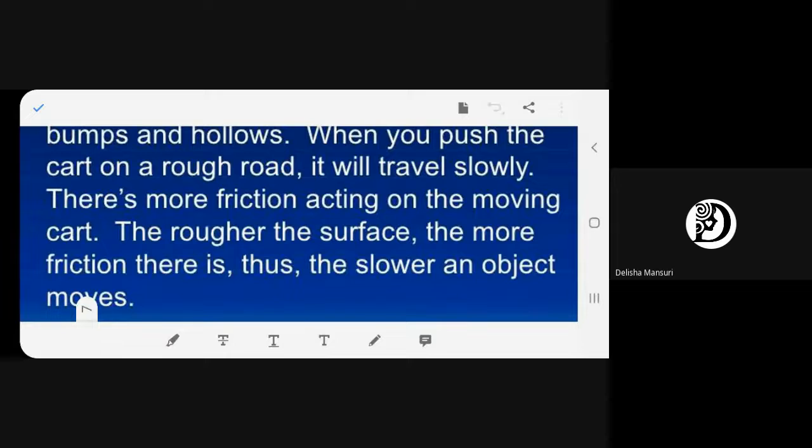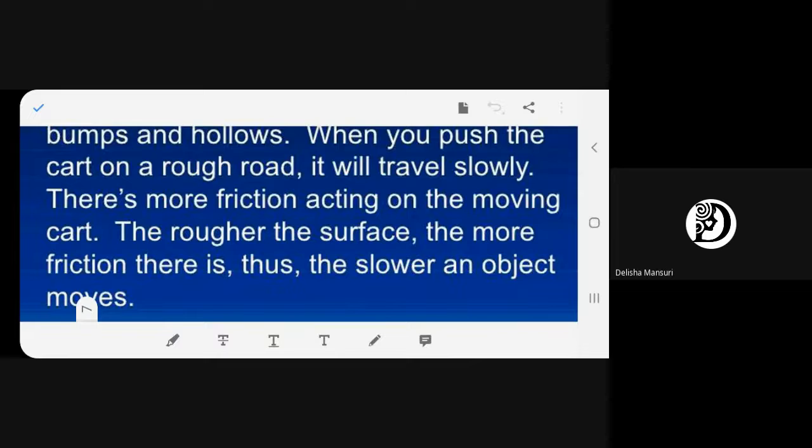Explain in your own words. You can do it. You need not use all these words together. Rough surface, there are more bumps and hollows. Okay. So when we push the cart on a rough road, that... Give me an example. See, I will stop you. If you don't ask me any question, I will ask you a question. Remember that. So you better ask me a question if you do not know. Okay?